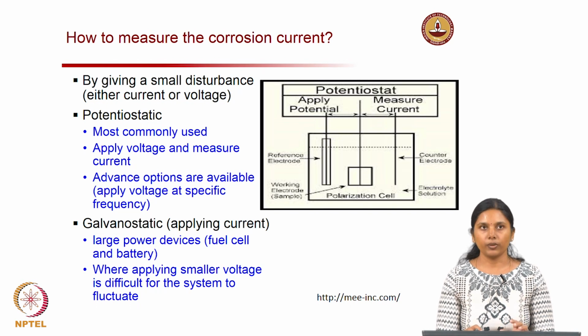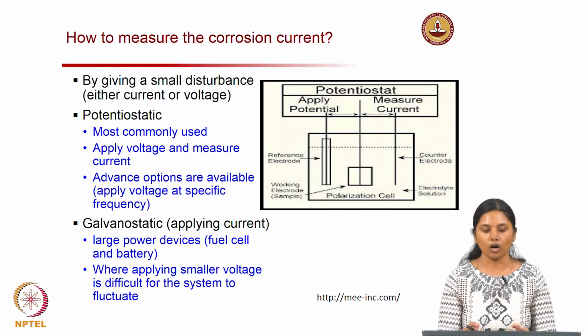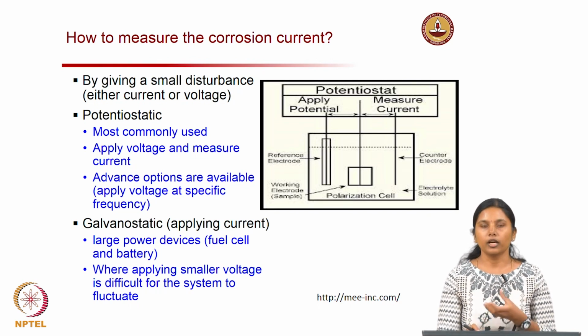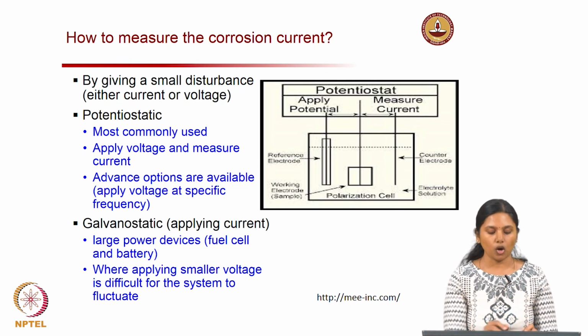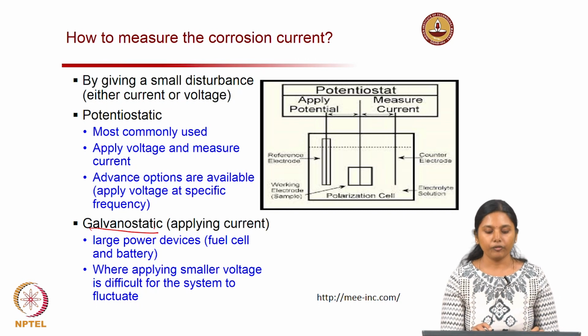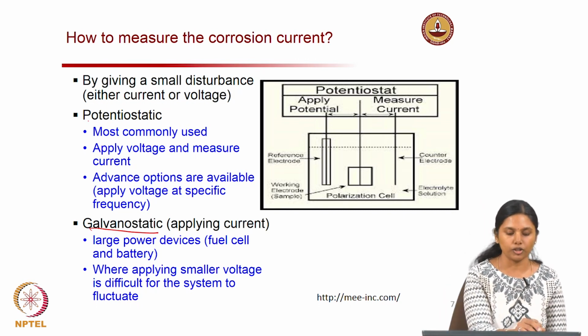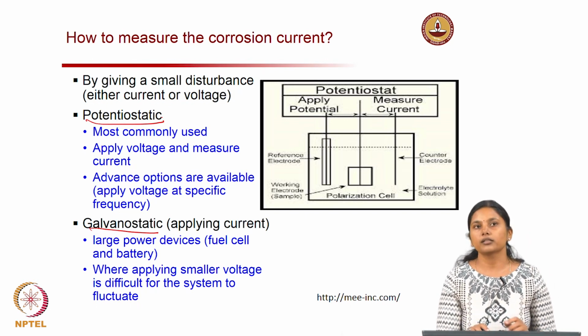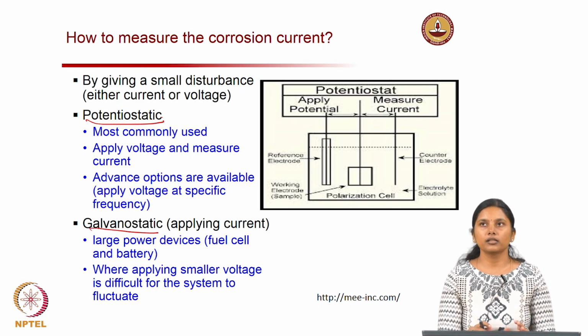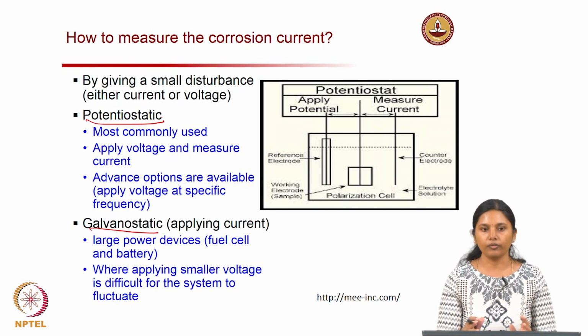Since it is in equilibrium, we need to give a small disturbance by applying either current or voltage. If we are applying a small current and then measure the voltage that is happening, that is called galvanostatic. But if we are applying a small voltage and then measure the current, it is called potentiostatic. This potentiostatic is the widely used mode because it is applicable to a lot of applications, and it is flexible also.